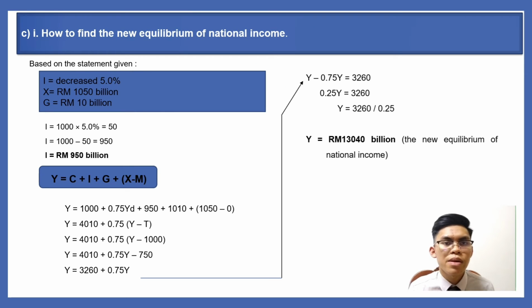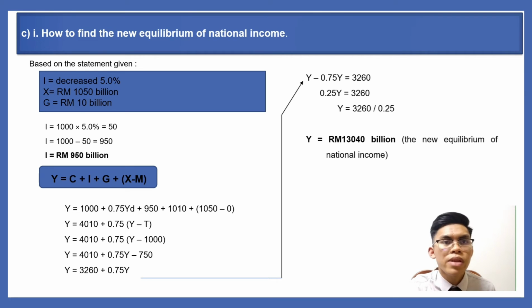Okay, now I will explain how to find a new equilibrium of national income. Firstly, we must look at the information given in the text or question. Based on the statement given, aggregate investment contracted for the fifth consecutive quarter by 5%, with broad-based weaknesses in both private and public investment. So it means that I, which is investment, decreased 5%. So 1000 billion needs to be minus 50 billion, which is 5% of the amount. So the answer you will get is 950 billion.